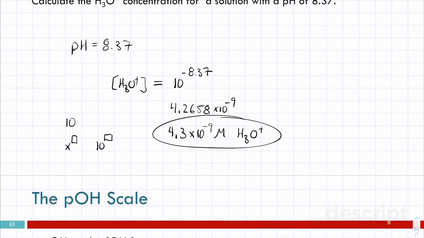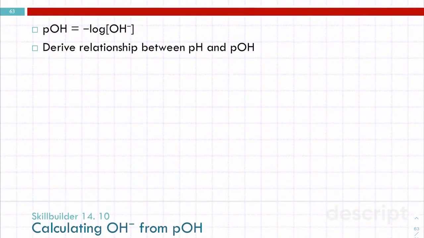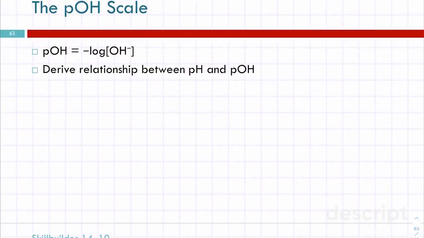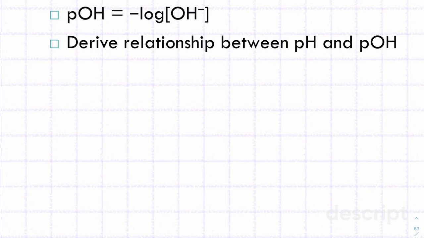Okay, so that's H3O plus and pH. pOH uses the same mathematical operations to calculate. pOH is just the negative log of the OH minus concentration. The only thing that's different is that you're starting with the concentration of hydroxide instead of hydronium. And if you want to convert between pH and pOH, I'm going to show you this derivation real quick.